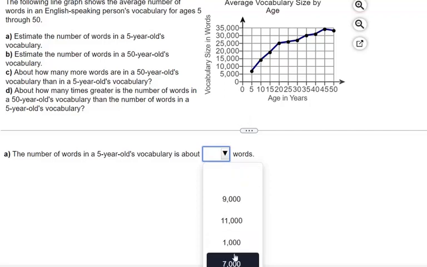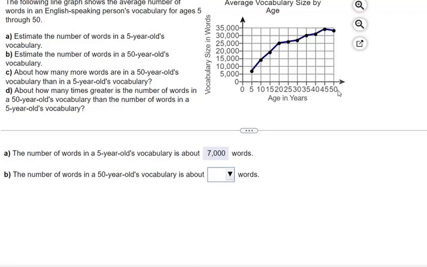So I'll guess a halfway point is 7,000. Okay. The other option here is 9,000. That's somewhere between 5,000 and 10,000, but 9,000 would be closer to the 10,000 vocabulary line. So 7,000 is the better estimate there.